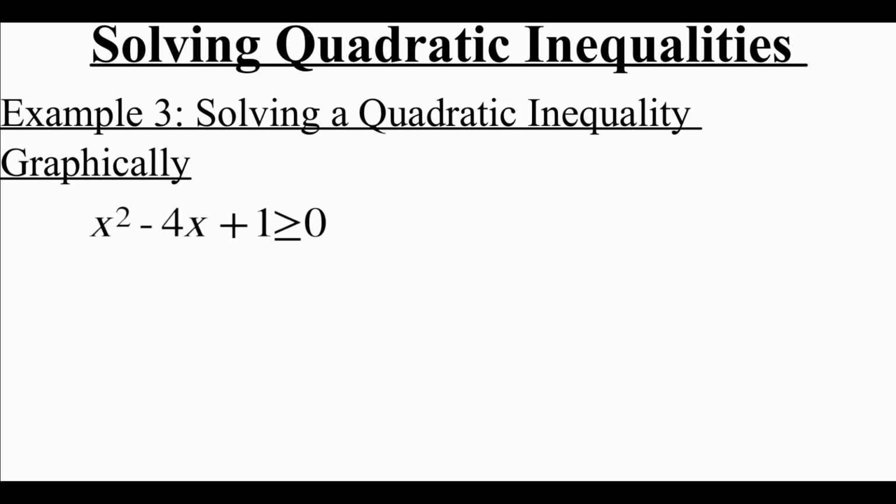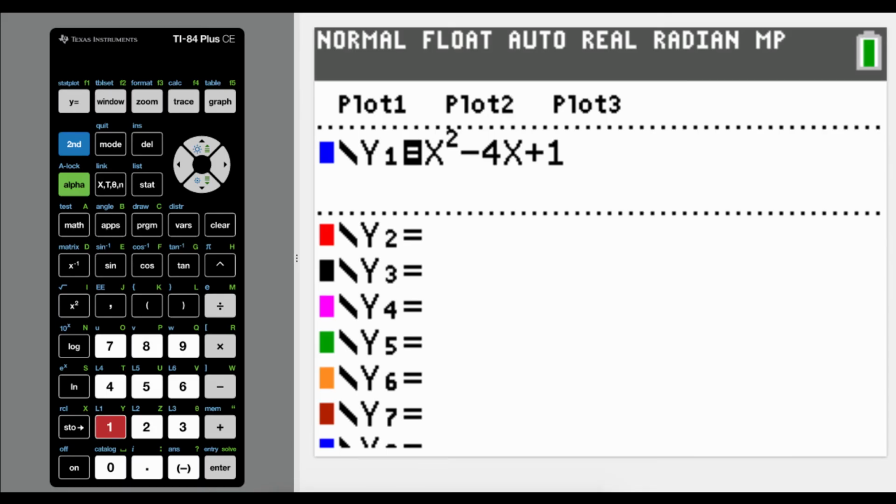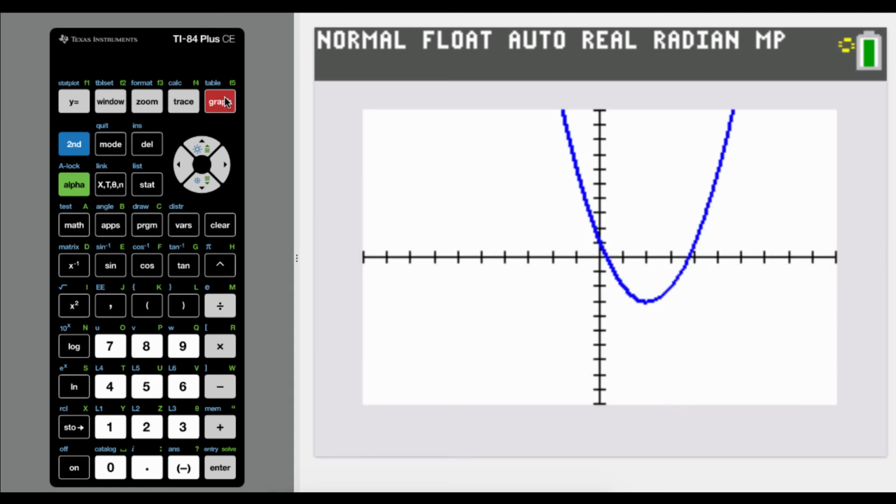In this example, we're going to look at solving a quadratic inequality graphically. So we've got the inequality x squared minus 4x plus 1 is greater than or equal to 0. We're going to use our calculator to graph this one out. So on my calculator, what I've done is I've taken that left-hand side of the inequality and typed it into my y equals screen. And we're going to get a picture of what this graph looks like. So I hit my graph button, and we get that parabola shape.